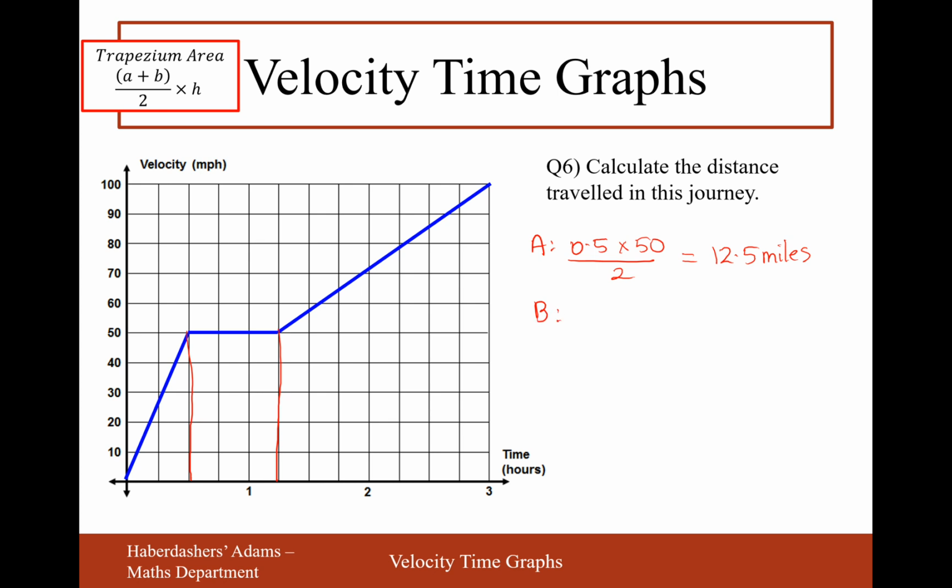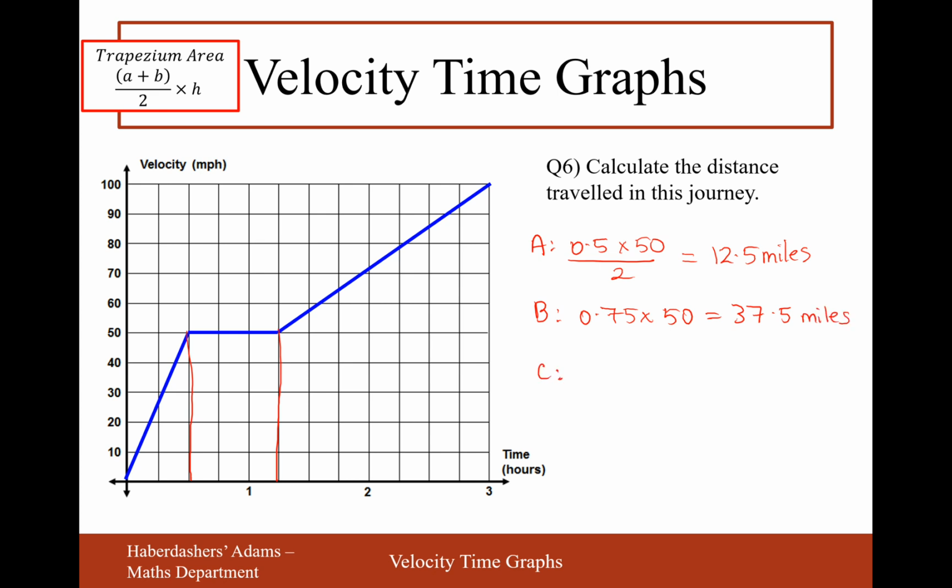In section B, we have a rectangle, and that's just going to be 3/4 of an hour, 0.75, multiplied by the height of 50, so 0.75 times 50 equals 37.5 miles.